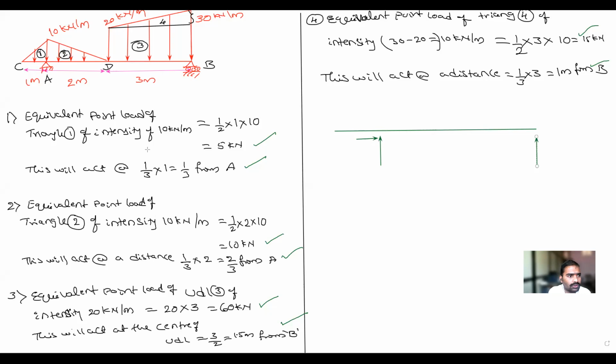Okay, so the first triangle's load is how much? 5 kilonewton. So this is 5 kilonewton, acting at 1/3 from the A. Next, there is another load at 2/3 from the A. Another is 10 kilonewton. Next, the third one is UDL of 60 kilonewton, 1.5 meter from the B. Again, there is one more, the fourth one, a triangular load of 15 kilonewton, that is 1 meter from the B.